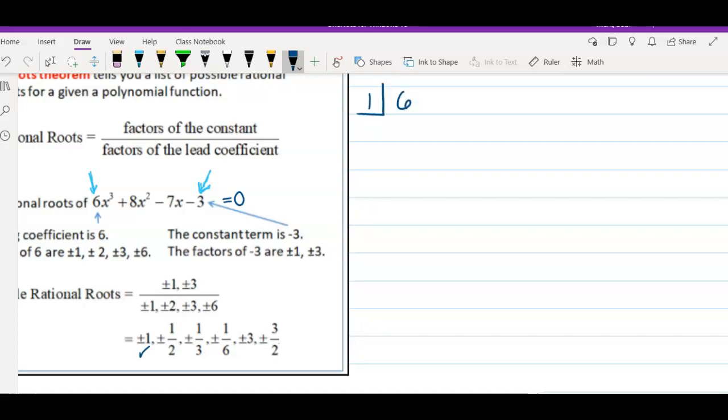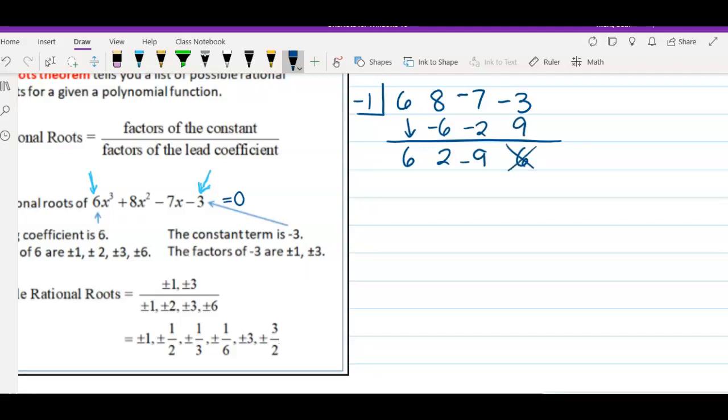We put 1 here, then 6, 8, -7, and -3. I bring down my 6, I multiply, get 14, subtracting 7, and 1 doesn't work because I didn't get a remainder of 0. And again, I'm going through my synthetic division rather quickly, but you too will get really quick at it after you practice it a little bit. Bring down the 6, times -1 combined with 8 times -1 makes -2, which gives me -9 and +9. -1 doesn't work as well.